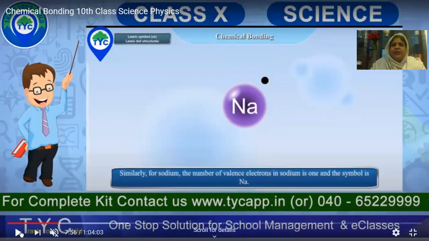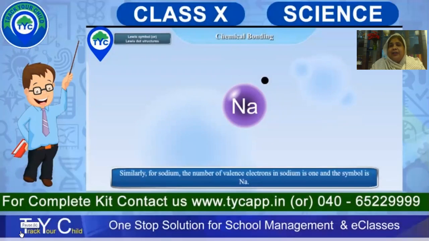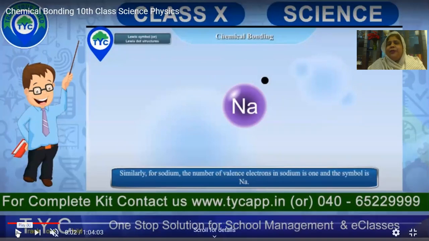Like sodium. In sodium, what do you see? There is only one valence electron. And how do we know whether it is positively charged or negatively charged? Go through it again and find out how you know that sodium is positively charged. An element that has a tendency of losing electrons is positively charged, and an element that has a tendency of gaining electrons is negatively charged.